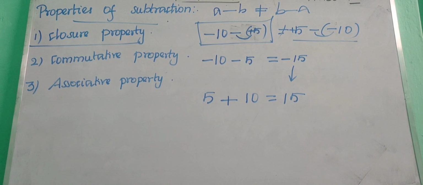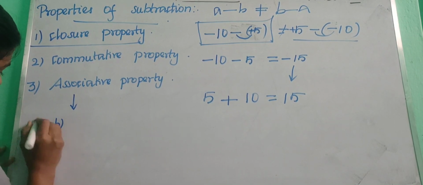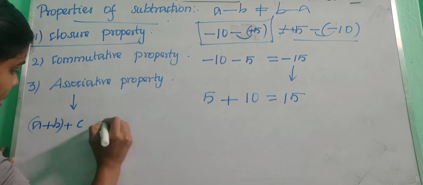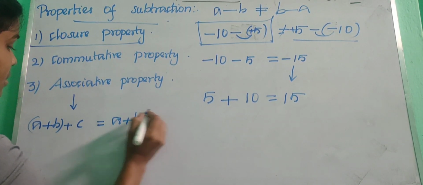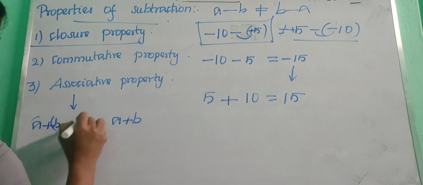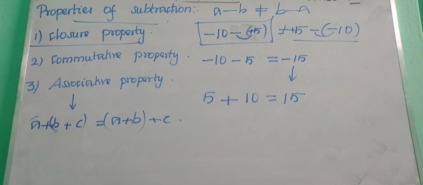And then associative property. Associative property, what we have learnt in addition, means A plus B plus C equal to A plus B plus C. This is the thing we have learnt in addition, right? So as in addition, again we are going to test associative property in subtraction.